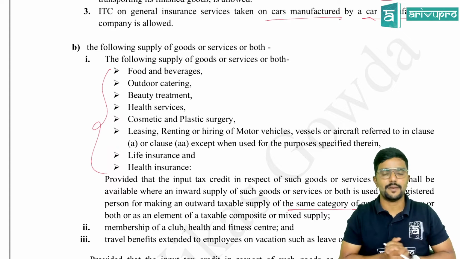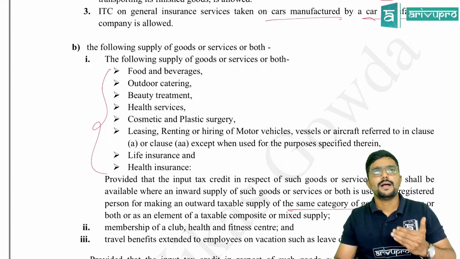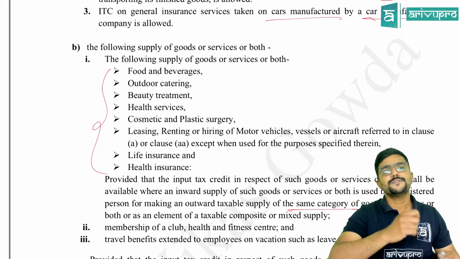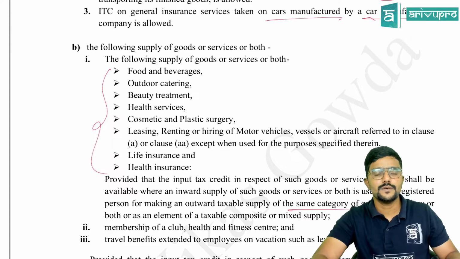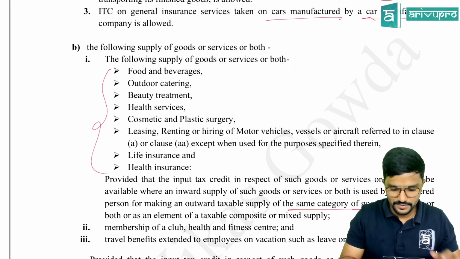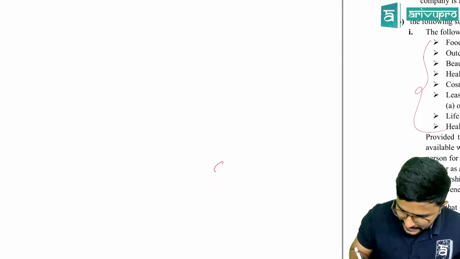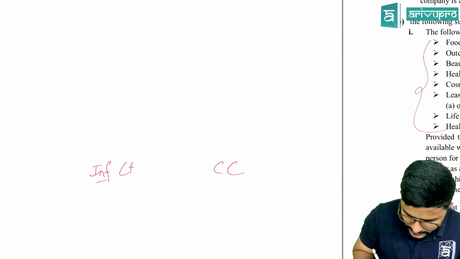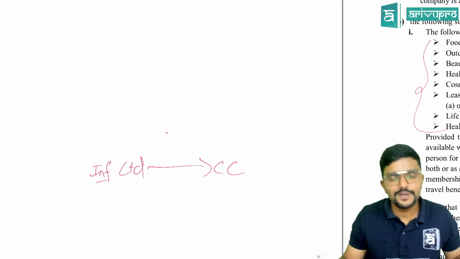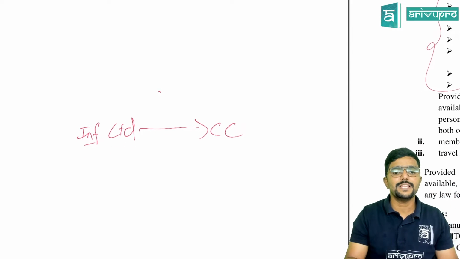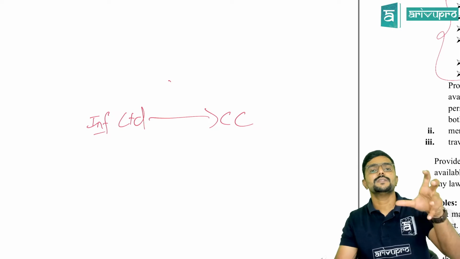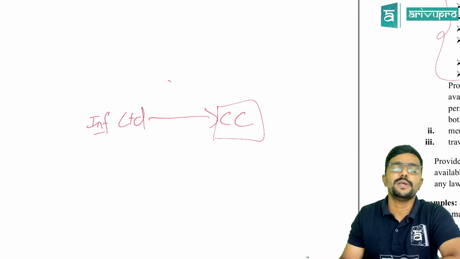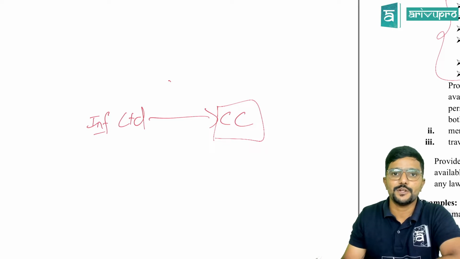Let me just give an example now. Assume I am a caterer. I received a catering contract from Infosys company to supply the food at their annual general meeting. So they are conducting their annual general meeting. They want me to supply food at their annual general meeting.